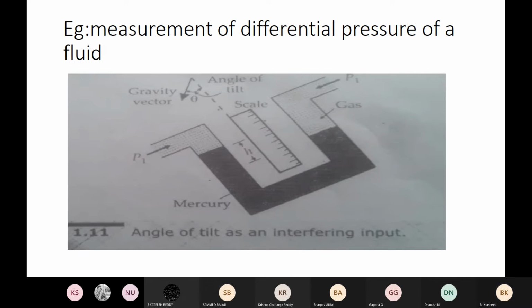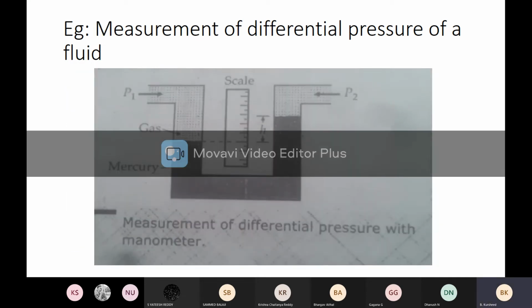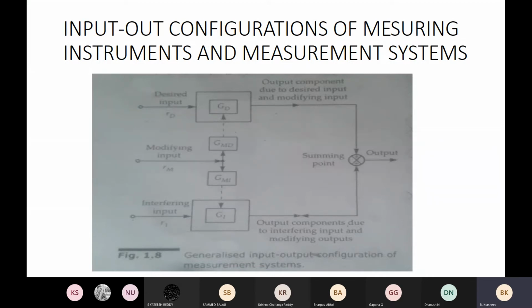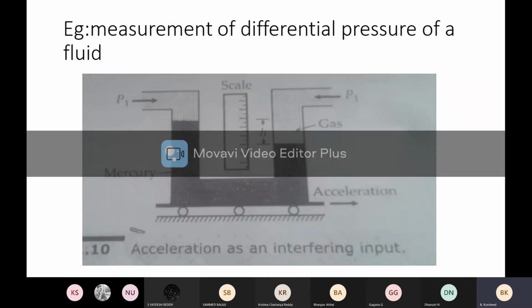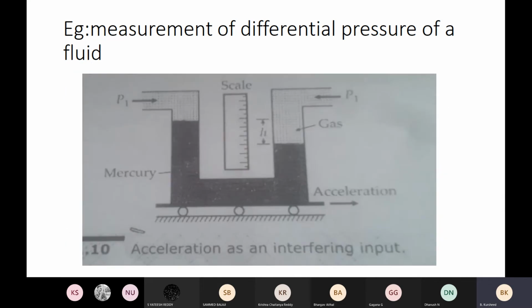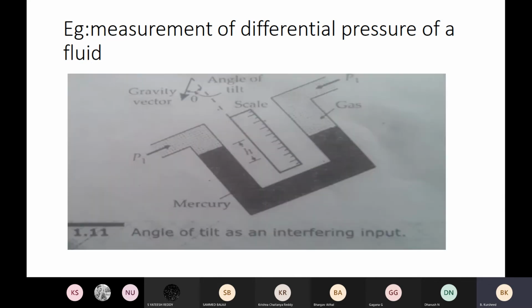See now, this was the desired input. This is an example for desired input, modified input, interfering input. With the desired input, the output will be a combination of desired, modified and interfering inputs. When we give a desired input, automatically an interfering input will be introduced, one due to acceleration, another due to angle of tilt. Then how to overcome this acceleration error and angle of tilt error?